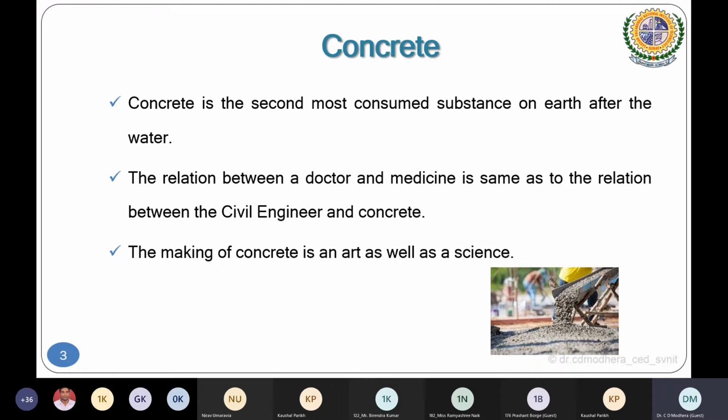The relation between a doctor and medicine is the same as the relation between the civil engineer and concrete. So that is how we can visualize the importance of the civil engineer and how it is related to concrete. The making of concrete is an art as well as a science.